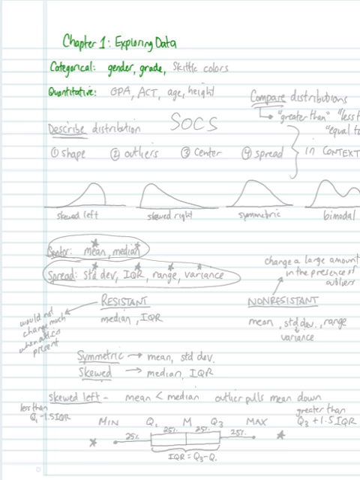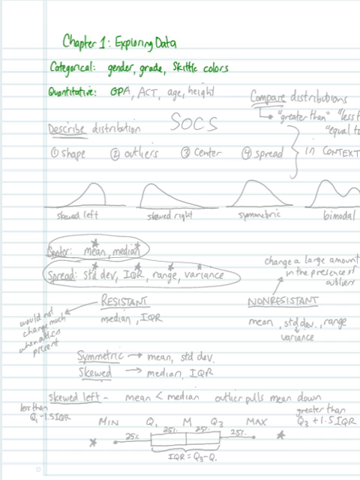Now if we look at quantitative, a quantitative variable has to be able to take a numerical value. So we definitely use GPA quite a bit at the end of the course, as well as ACT scores. Those are numerical or quantitative variables. Age, height, those are all examples of quantitative variables.